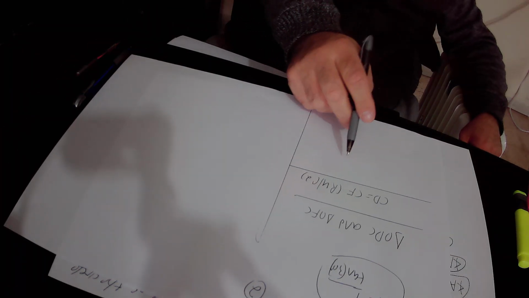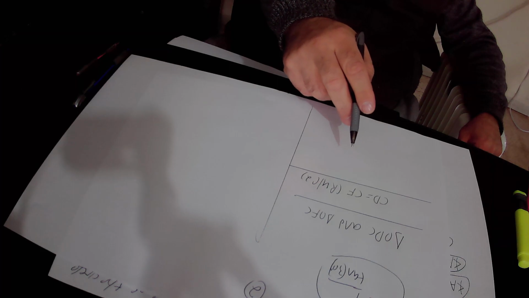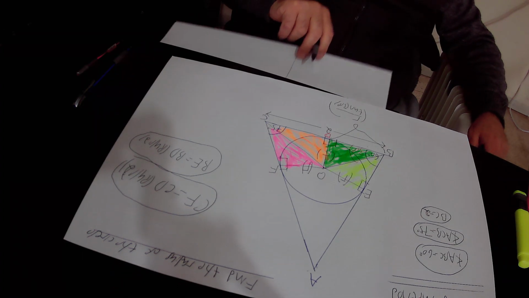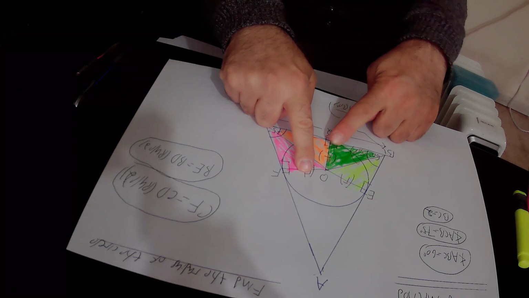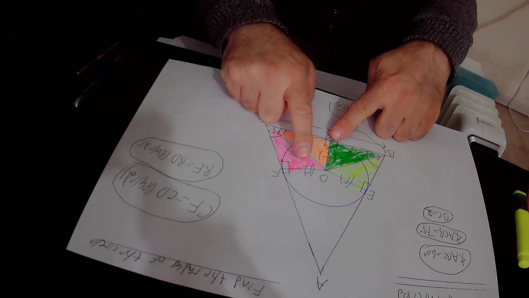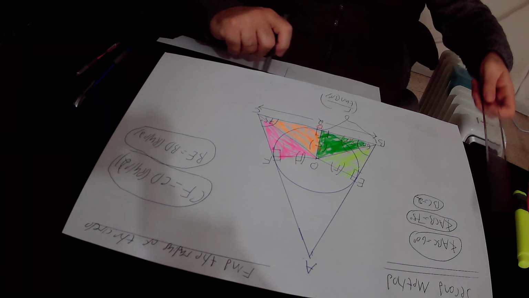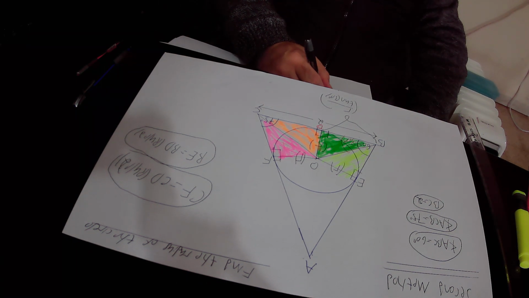Repeat again. CD in the orange triangle equals CF in the pink triangle according to rule number 2. In addition, those two sides, side OD and side OF, are both the radii of the circle, therefore they are equal to each other. So side OD in the orange triangle equals side OF in the pink triangle.